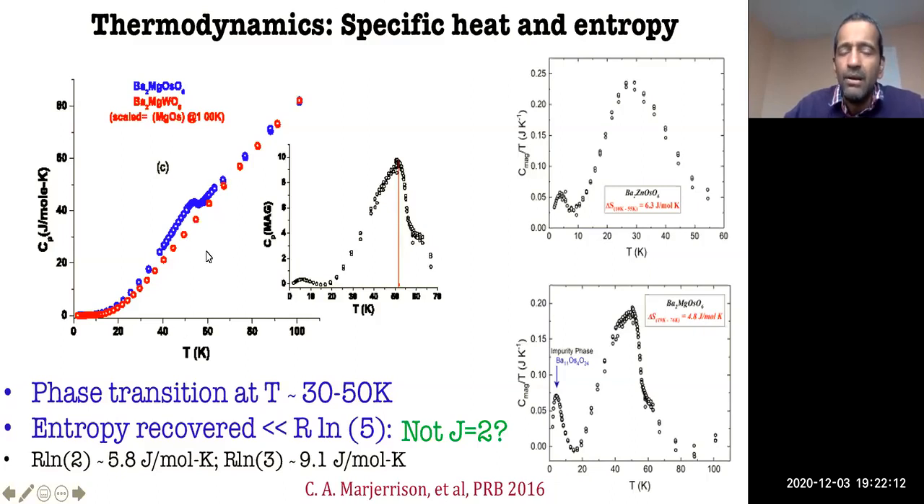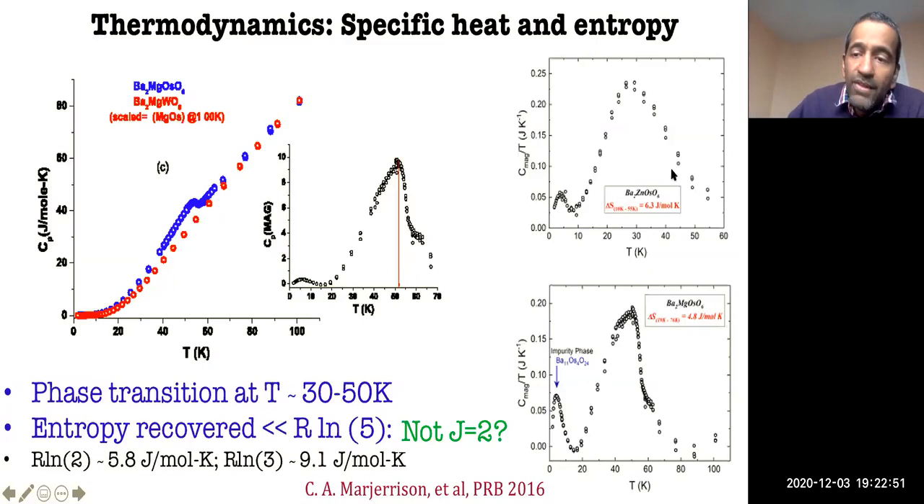This is different from the D1 example, where there were 2 transitions which were clearly seen in specific heat. Here, it looks like there's 1 transition in the system at which your moments that are free will all get ordered at a single transition. But if we look at the entropy, if you integrate up the specific heat divided by temperature across this transition out to, let's say, twice Tc, one finds that the entropy that you recover is actually quite small.